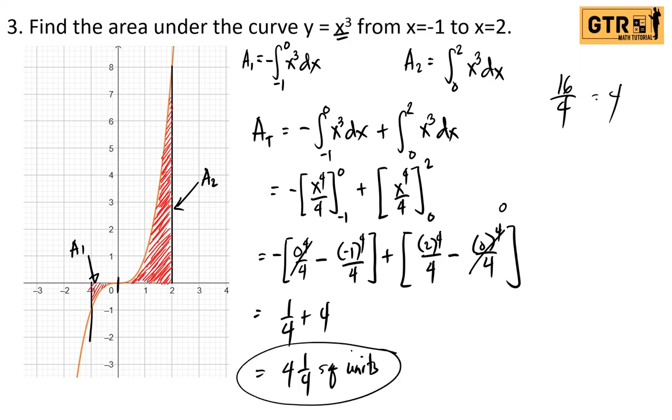Or in improper fraction, the answer is equal to 1/4 plus 4, which can be written as 16/4 to make it a similar fraction. So another answer will be 17/4 square units. Okay, so that's it.